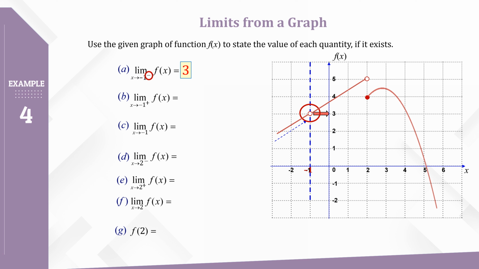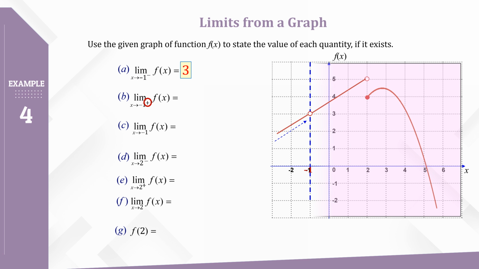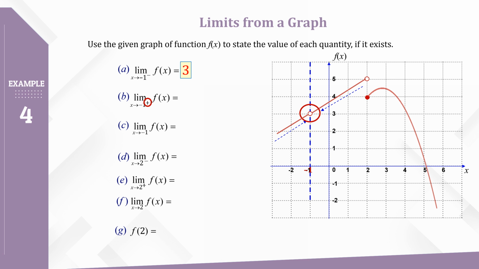What about the right side of x equals -1? In the right region, we can see the right function. Using this right function to approach from the right side toward x equals -1, we can see it getting closer to the y value 3. So the right side limit is 3 as well.